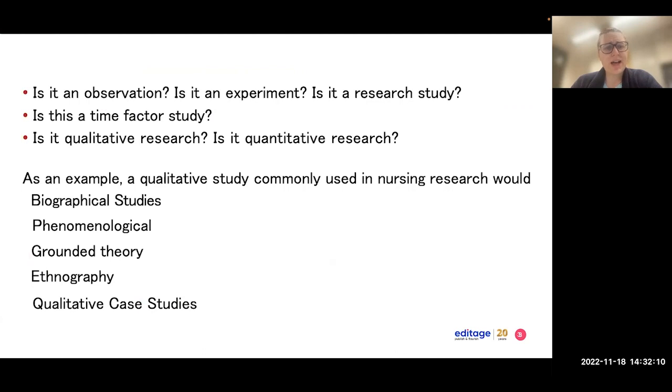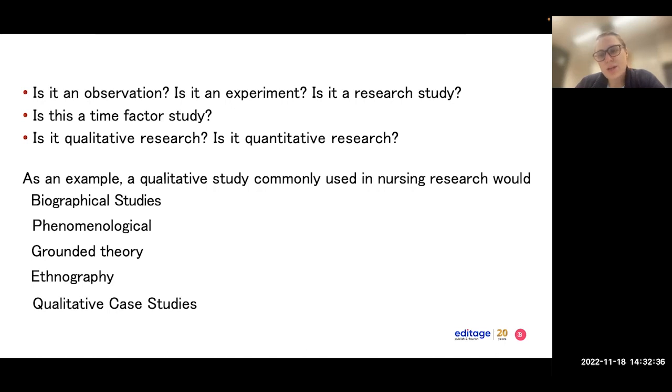So, what exactly is a good research proposal? Is it an observation? Is it an experiment or a research study? Is it a time factor study, a qualitative study, a quantitative study? The right answer is not yet unified for everyone.